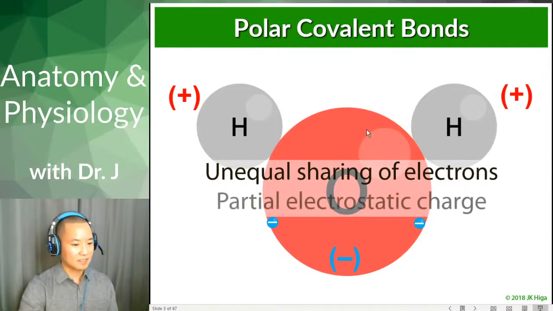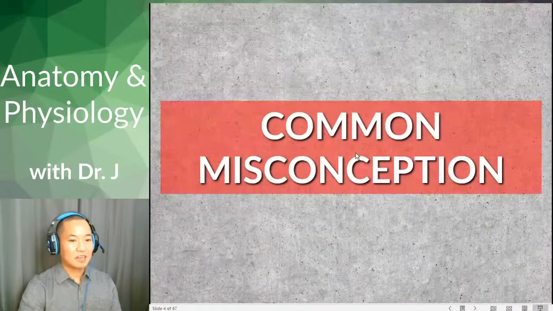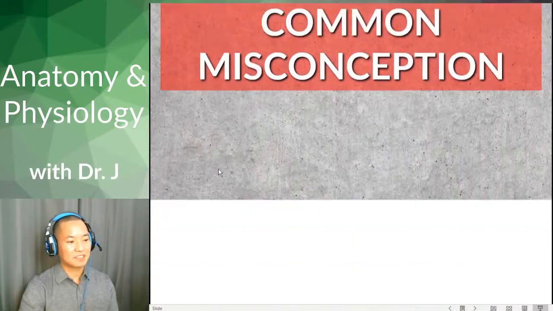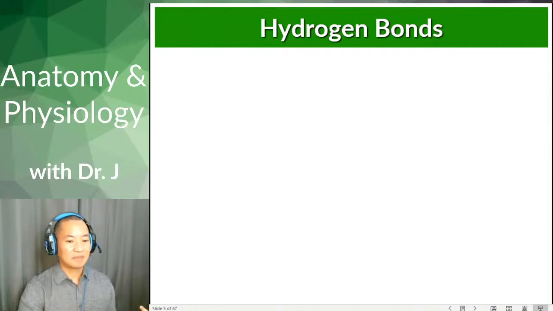Because electrons have charge, that determines whether these covalent bonds actually have a partial negative charge or not. All right, so then a common misconception is that hydrogen bonds are the same thing as polar covalent bonds. Water is often used as an example of a polar covalent bond and also of hydrogen bonds, but they're not the same thing. Polar covalent bonds are the underlying cause of the electrostatic charges that cause hydrogen bonds.